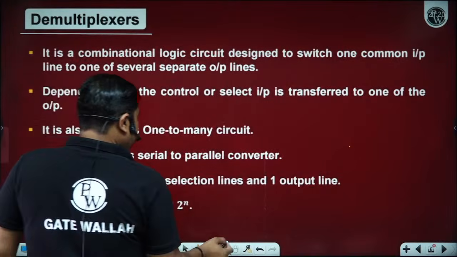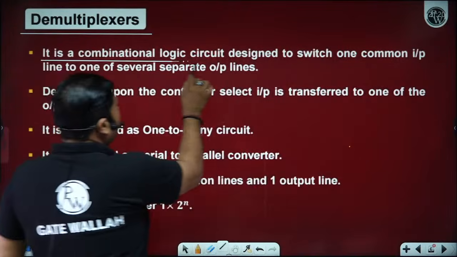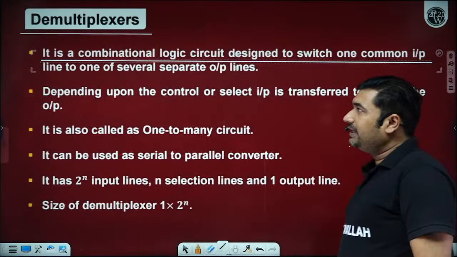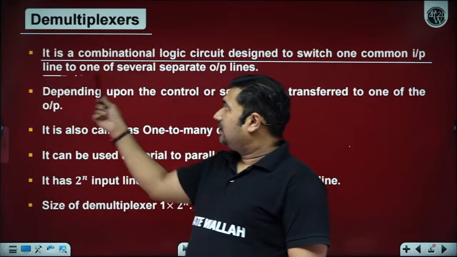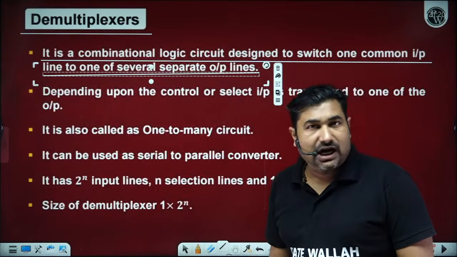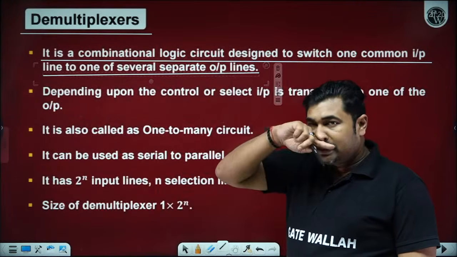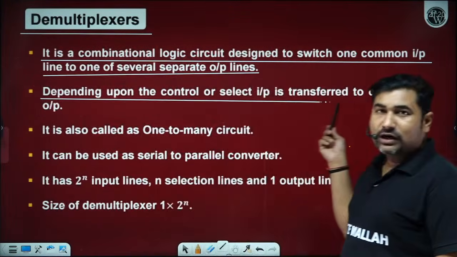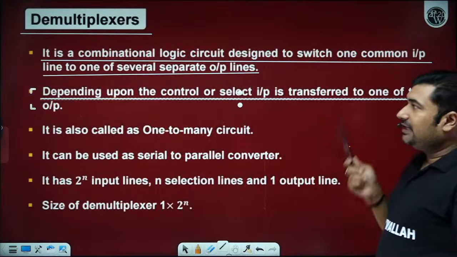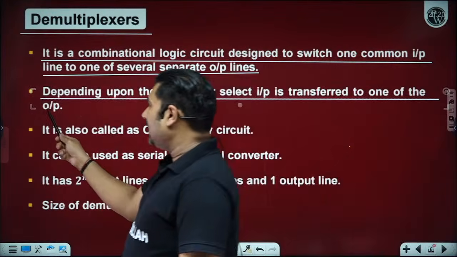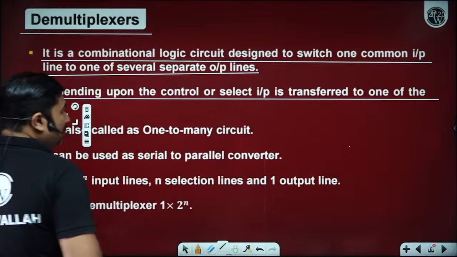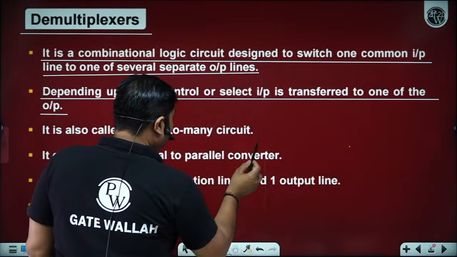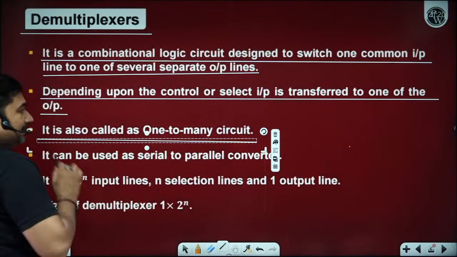So now please write down. It is a combinational logic circuit designed to switch one common input line to one of the several separate output lines. One input line is switched to one of the several output lines. Depending upon control or select, input is transferred to one of the output, also called a one-to-many circuit.